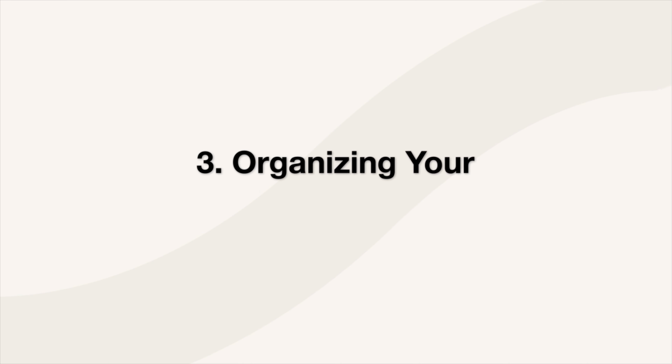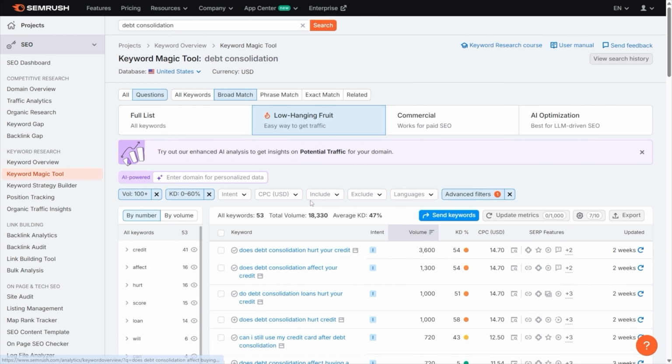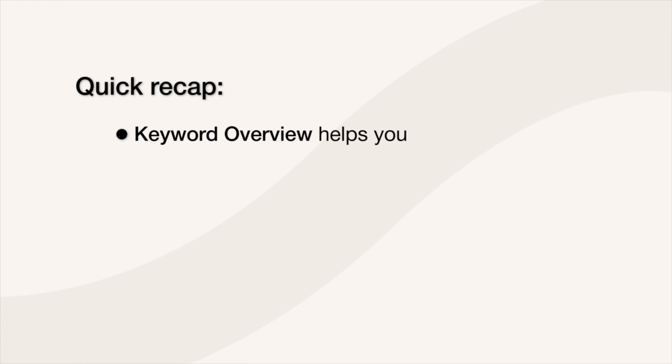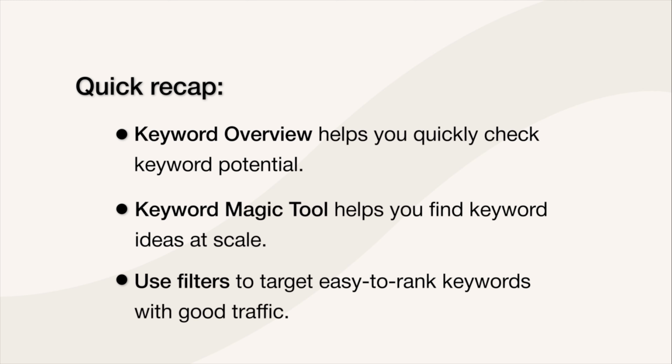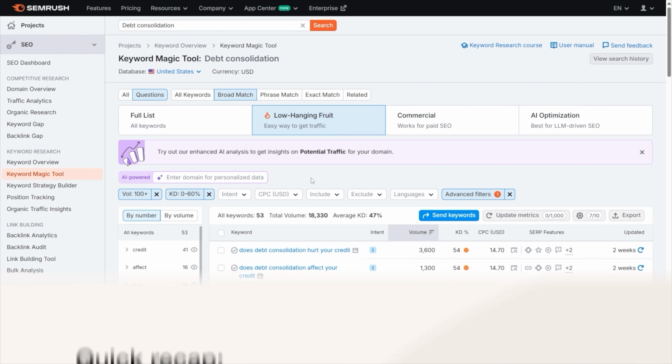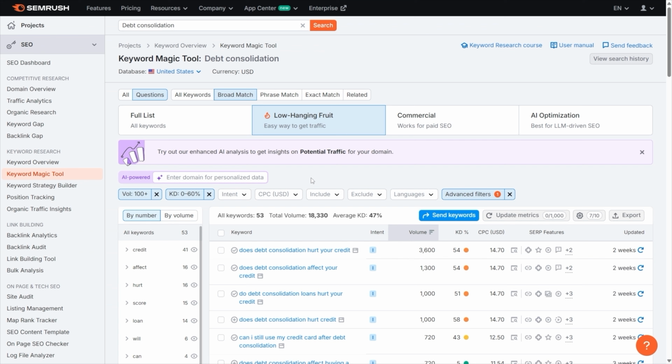Number 3, organizing your keywords. As you go, save the best keywords to a list. You can export everything later and start planning your content strategy. All right, quick recap. Keyword Overview helps you quickly check keyword potential. Keyword Magic tool helps you find keyword ideas at scale. Use filters to target easy-to-rank keywords with good traffic. Up next, I'll show you how to use Semrush Keyword Strategy Builder, an AI-powered tool that helps you structure your content with pillar pages and subpages.